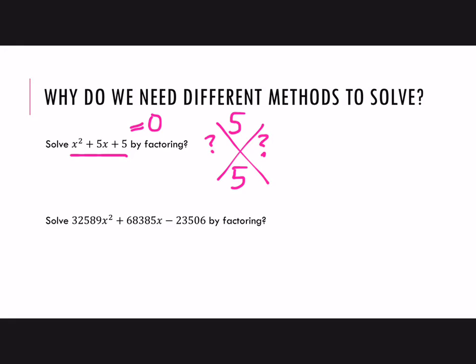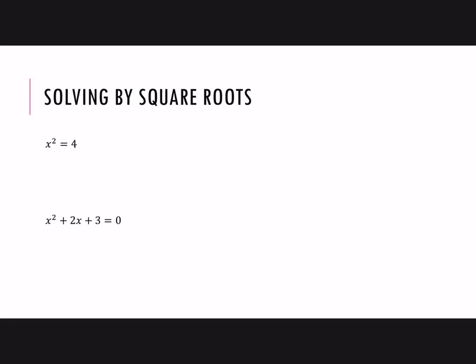We can't solve some quadratic equations by factoring. Here's another one. This one actually can be factored. So if this was equal to 0, we could solve by factoring, but this looks like a pain to try to do. These coefficients are way too large. I don't know about you, but I don't want to try to find some numbers that will work. So here's the second option, solving by square roots.